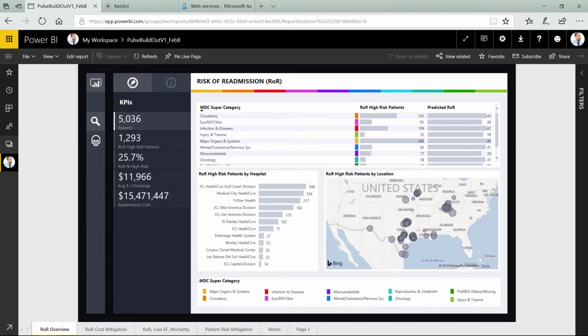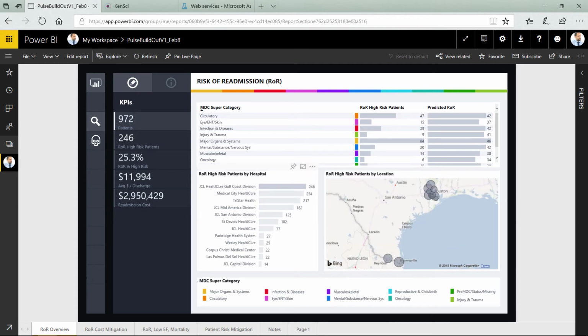Sergio Blake, Chief Financial Officer at the organization, uses KenSci Clinical Analytics to help mitigate care delivery costs. From this risk of readmission report in Power BI, Sergio can track the organization's number of high-risk patients, cost per discharge, and total readmission cost. He can drill down to review readmission cost by hospital, as well as by major diagnostic category.